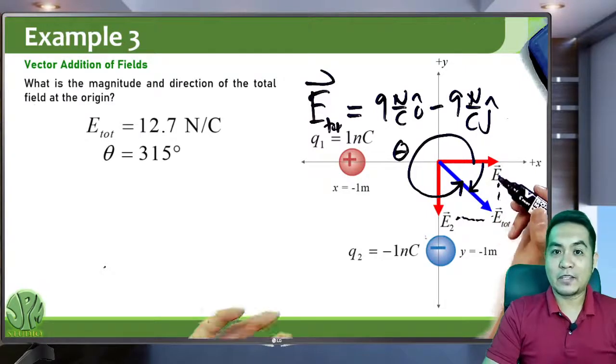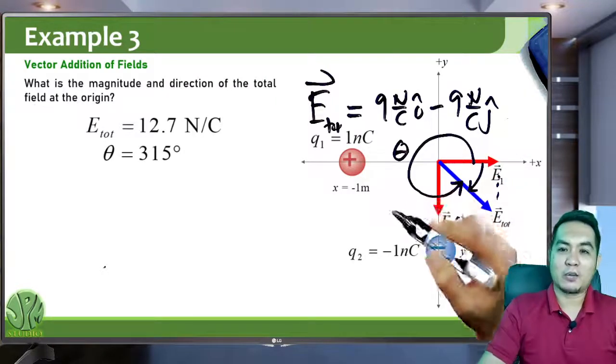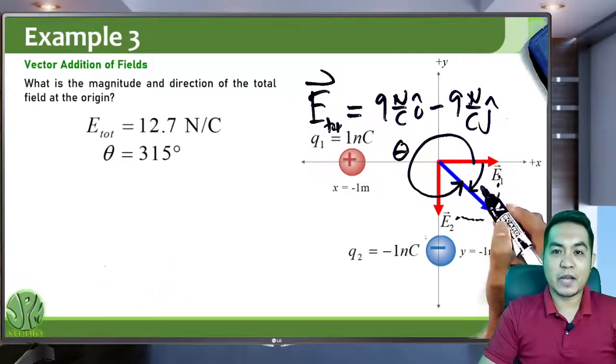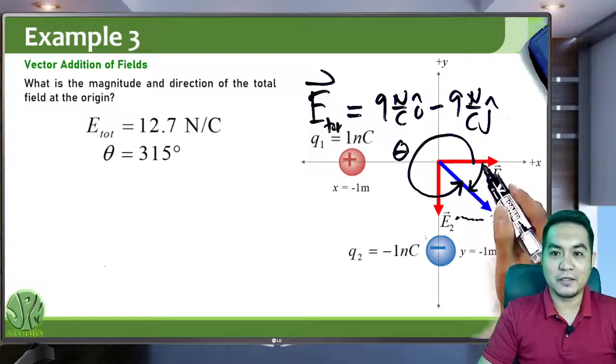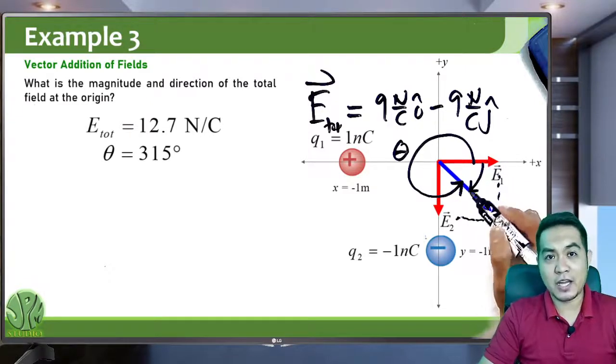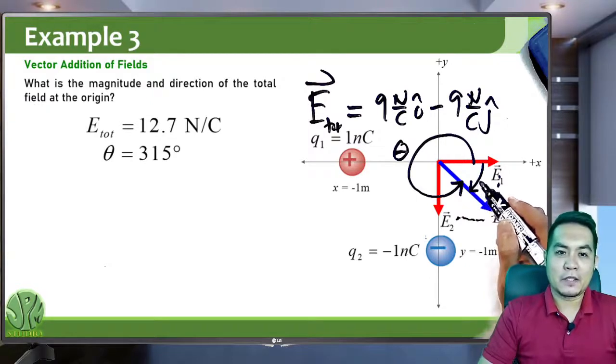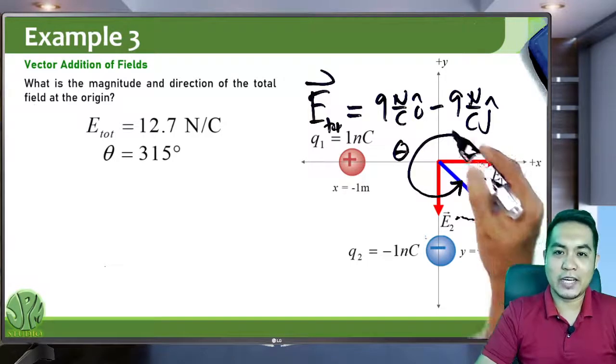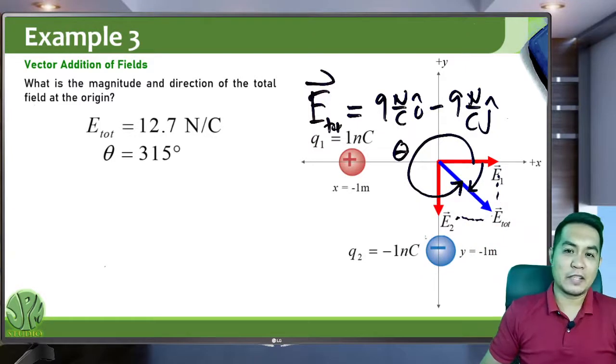So if the instruction explicitly states that you measure the direction from the positive x-axis counterclockwise, then you have to add to the answer given by your calculator, because your calculator will only give this angle, which is a negative angle because this is clockwise. So your calculator will actually give you negative 45 degrees, and you need to add 360 to that so that you will get this angle, which is 315 degrees.